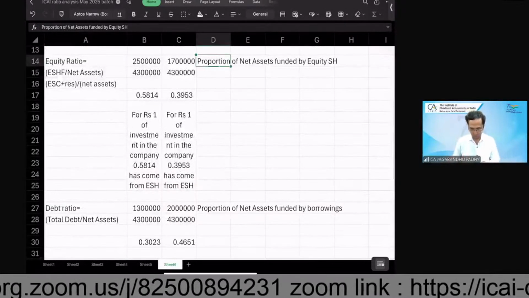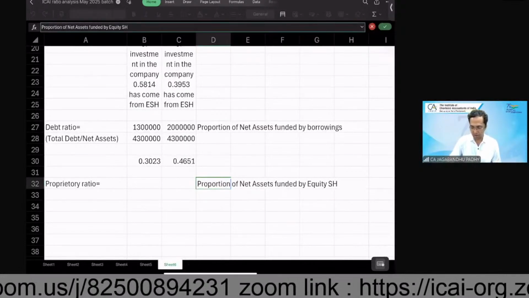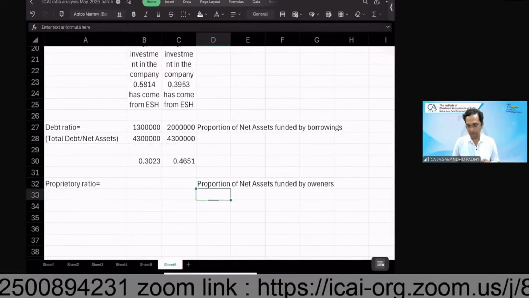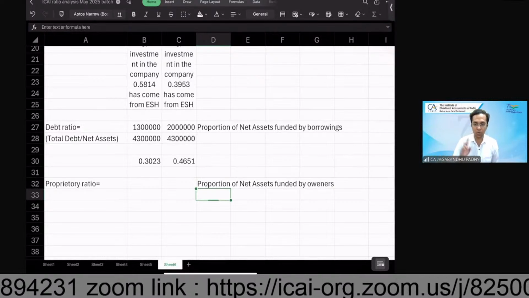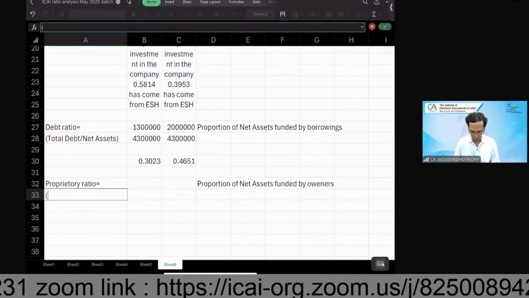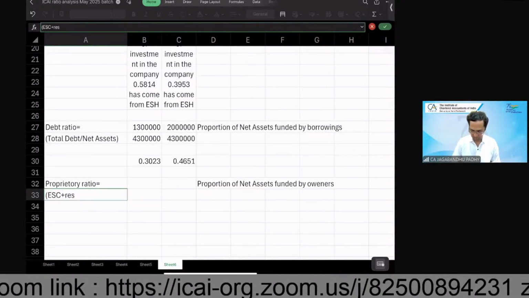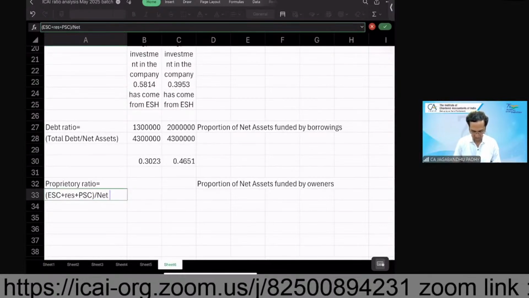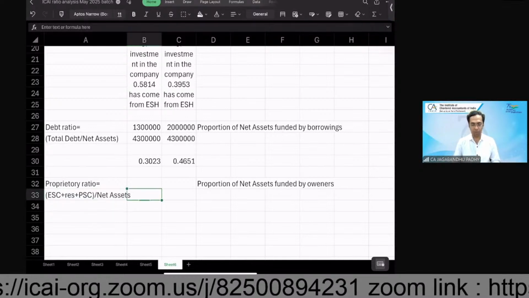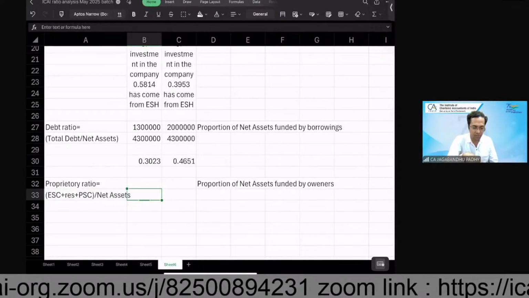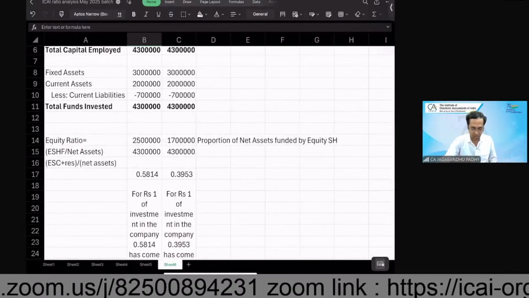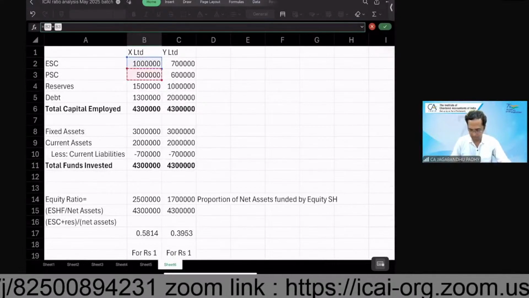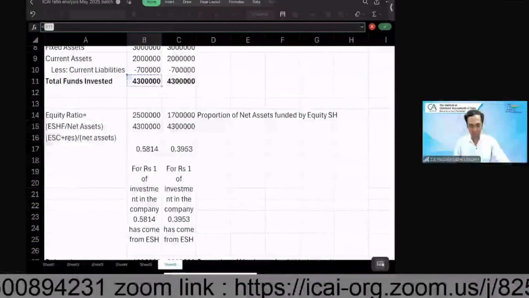Proprietary ratio, the definition is the proportion of net assets which is funded by owners. Now, when we say owners, we are going to include the preference share capital. So proprietary ratio is going to be equity share capital plus reserves plus preference share capital, this entire thing divided by net assets. Remember, in proprietary ratio, you include preference shares, whereas in equity ratio, you don't include preference shares.